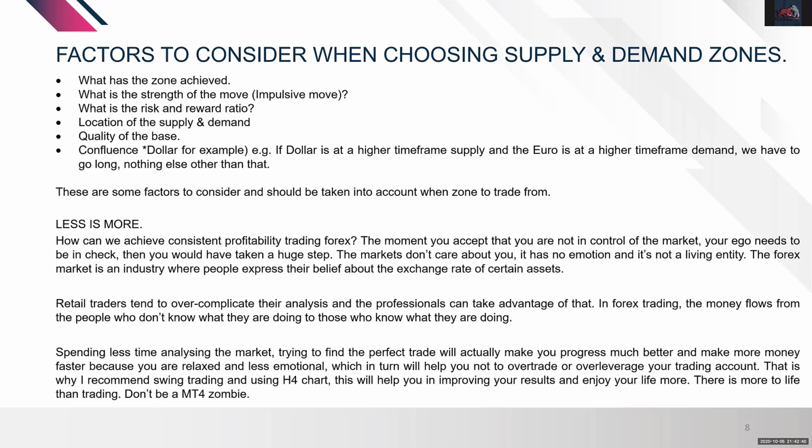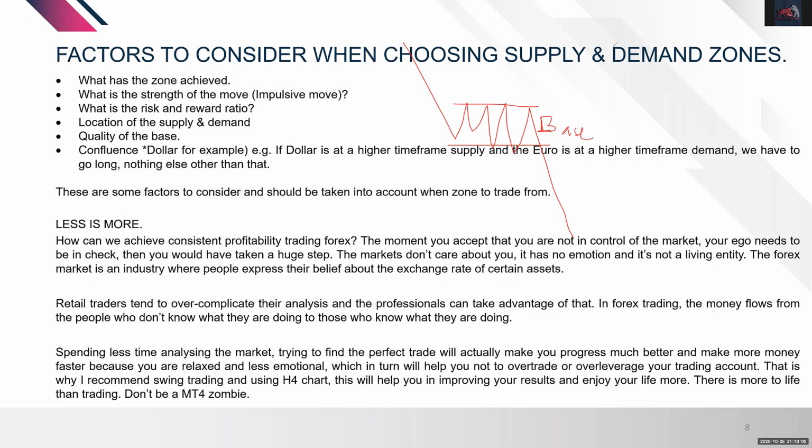Number 5, the quality of the base, right? The base is basically when price moves, say it drops, then there's a correction or a consolidation, then it also drops again. This is what we call the base, right? When price has been ranging, this is what we call the base.